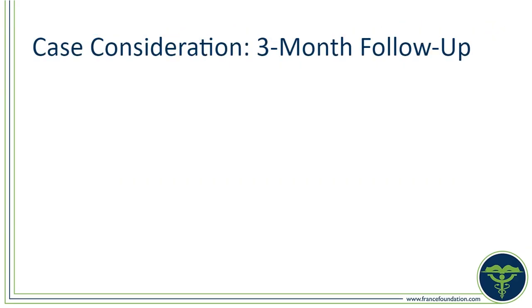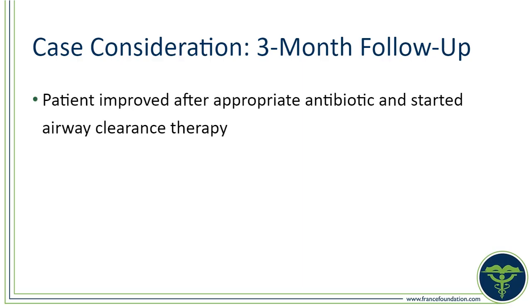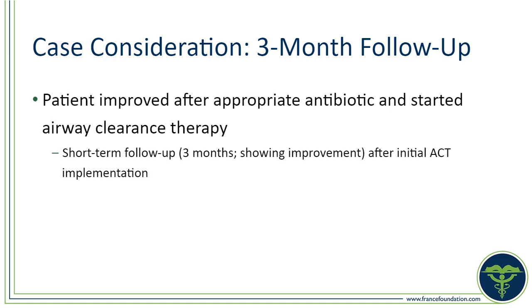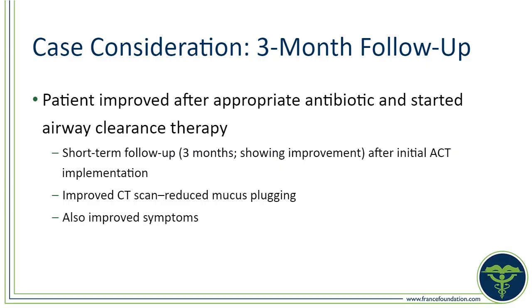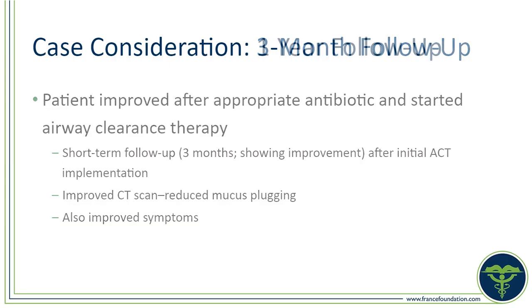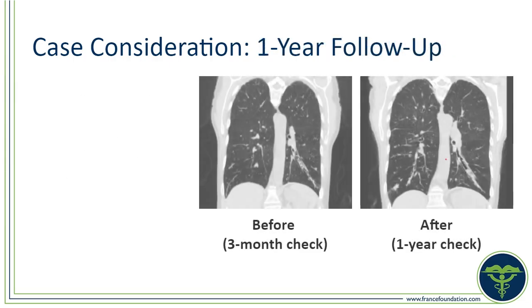The patient came back for a 3-month follow-up. The patient improved after appropriate antibiotic and started airway clearance therapy. Short-term follow-up in 3 months after initial treatment implementation showed an improved CT scan with reduced mucus plugging, and also improved symptoms. Here we can see the follow-up imaging and coronal views of the chest CT scan.